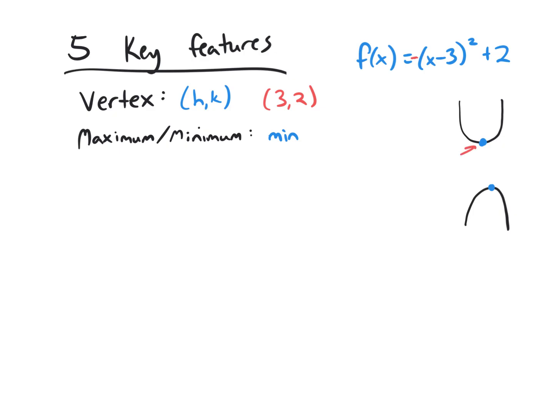So for example, this one right here is a min. This is a max. So for maximum and minimum, it just depends where that vertex is on the graph, if it's our highest or if it's our lowest. Okay, so in our beginning example, before that negative popped up in there, it was our minimum point. Next one we're going to talk about is axis of symmetry.